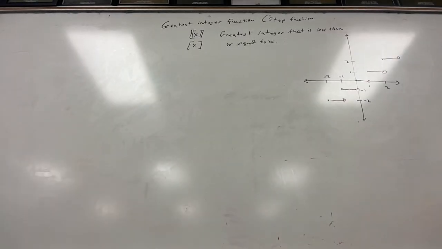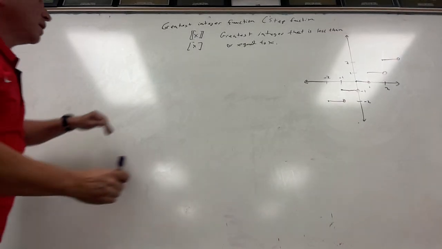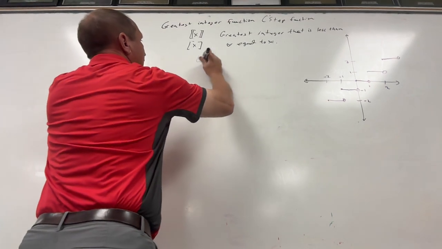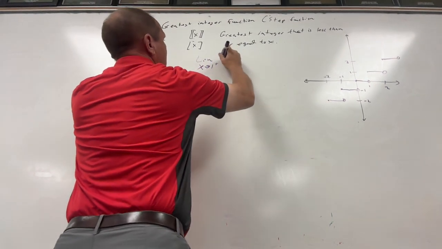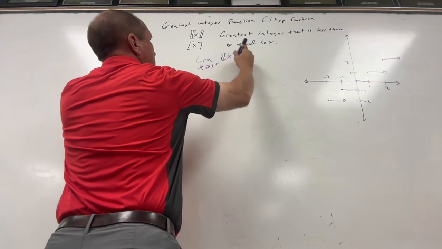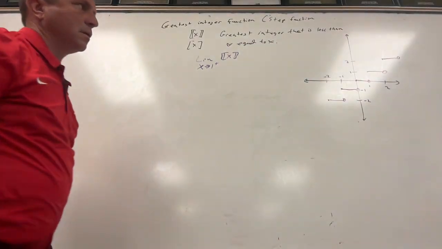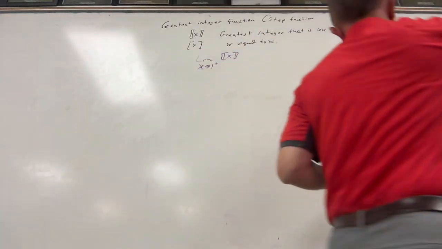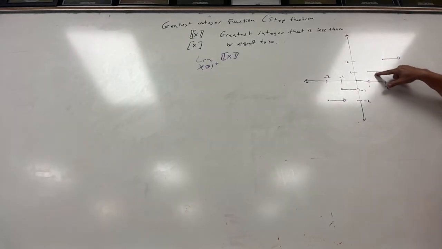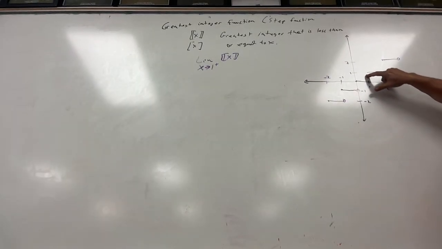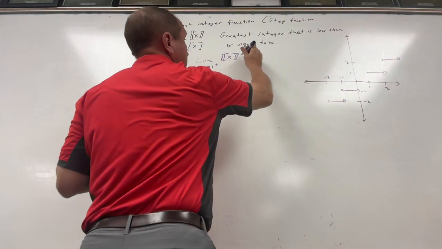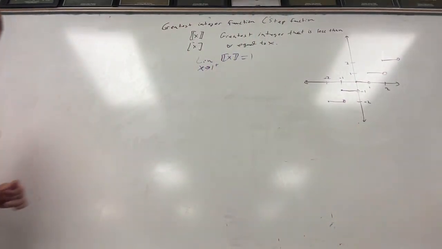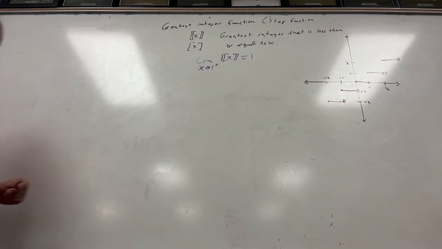Let's first analyze the graph. What is the limit as x approaches 1 from the right of the greatest integer function? It's 1, right? As I approach 1 from the right, I'm on this little horizontal segment, and I'm approaching that y value of 1. We practiced this before class.